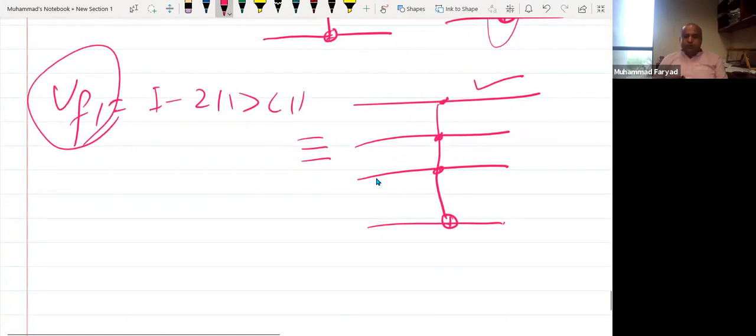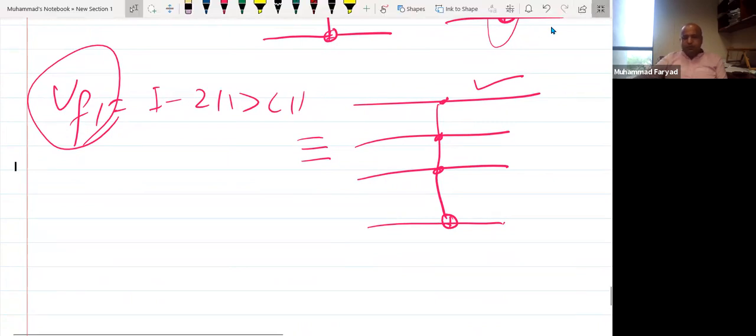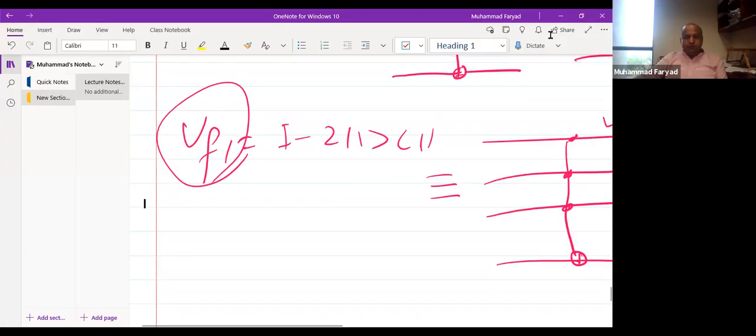Okay, so any question about this problem? Perfect. So if not, this concludes the solution of the midterm exam.